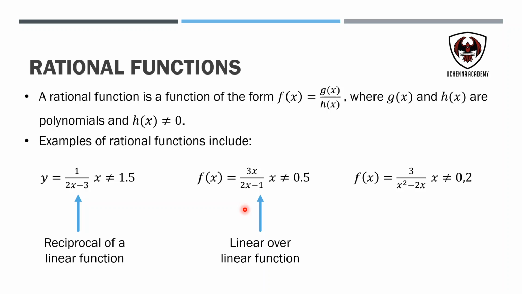The second example is a linear over linear. We've got x in the numerator to the degree 1 and x in the denominator as well. And then the third one is, again, a constant, not 1 but 3. It doesn't change things much though, because we've got a quadratic in the denominator, and this is called reciprocal of a quadratic.